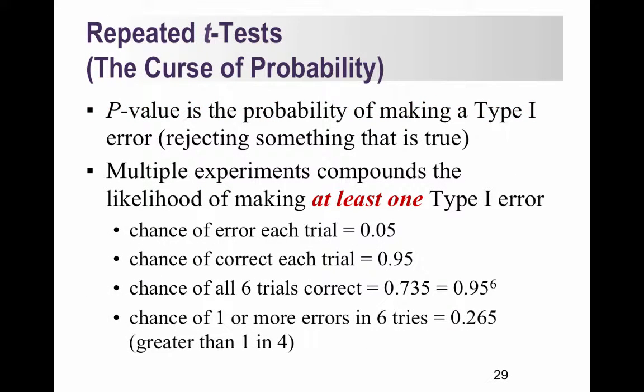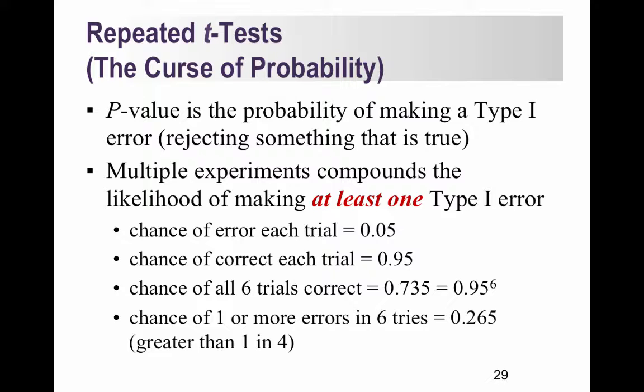Now, this is where we need to actually examine the curse of probability. This is when we have repeated t-tests. Again, remember, the p-value is the probability of making a type 1 error, which is rejecting something that is true, i.e. rejecting the null, when in truth, the null is actually true. Multiple experiments compound the likelihood of making at least one type 1 error, assuming independence, which is a kind of a sketchy assumption in this case.